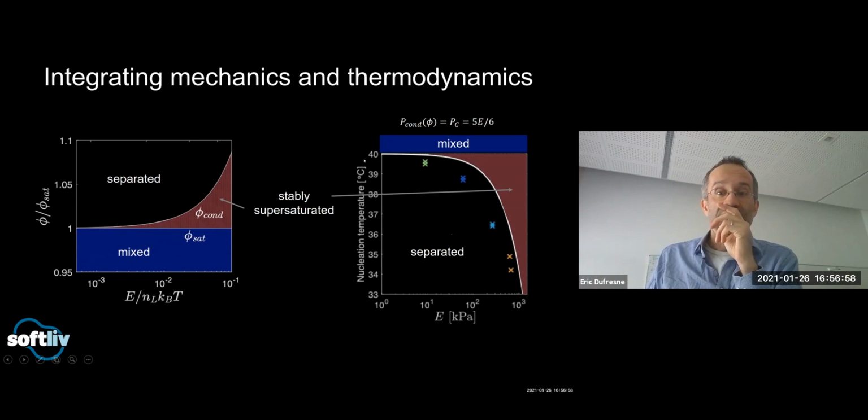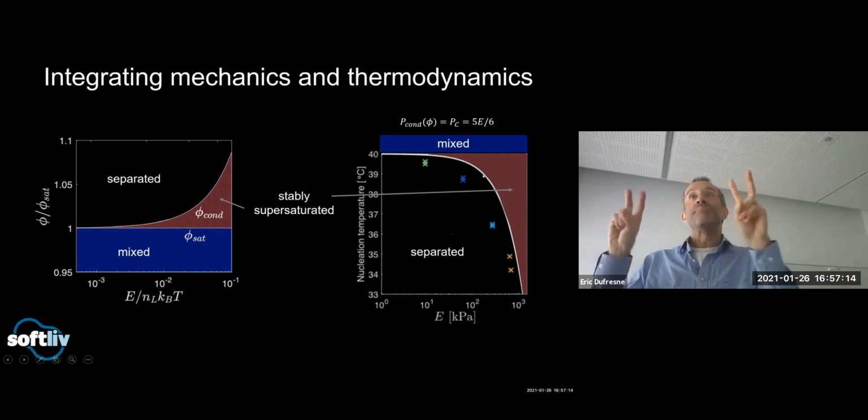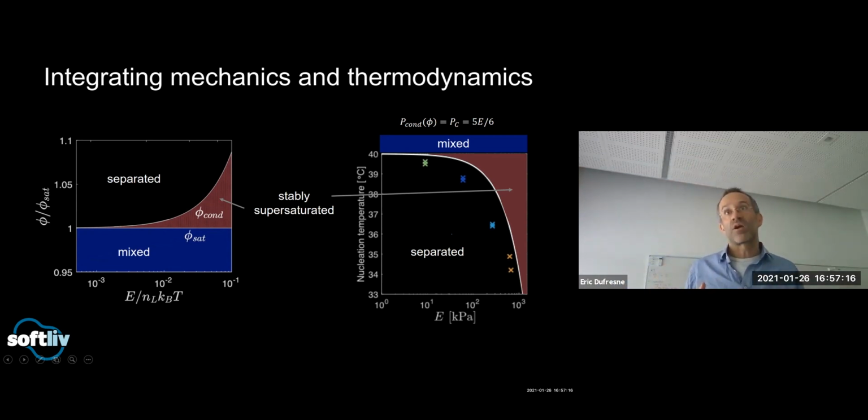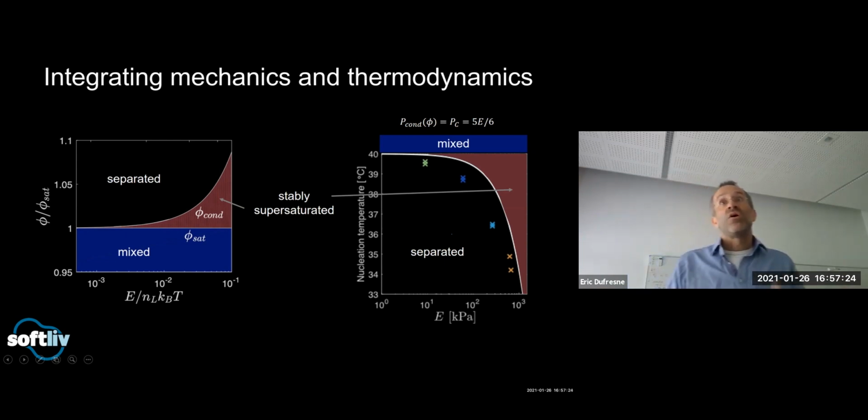So our experimental data had temperature versus modulus, and I can sort of flip this phase diagram over. If I assume that the critical pressure is just this classical 5E/6, it gives me this boundary between phase separated and stably supersaturated, and it sort of mirrors what we see in our experiment. Typically in our experiments, we have to undercool even more still than we expect, okay?